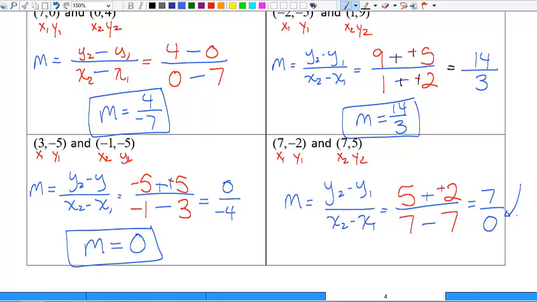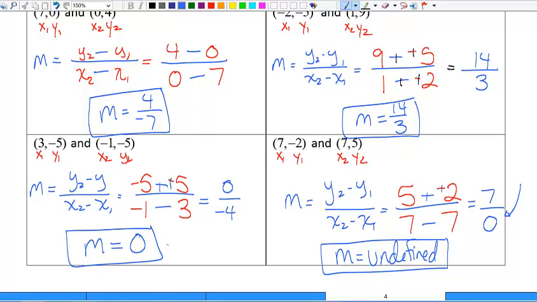Now that is a problem. We can't take 7 items and divide them into 0 groups. If you take 7 things and try to put them into 0 groups, you can't. You have at least 7 things. You have to put them in a group. You can't divide it into 0 groups. That's just not defined. So in this case, m is undefined, which is going to be a vertical line.